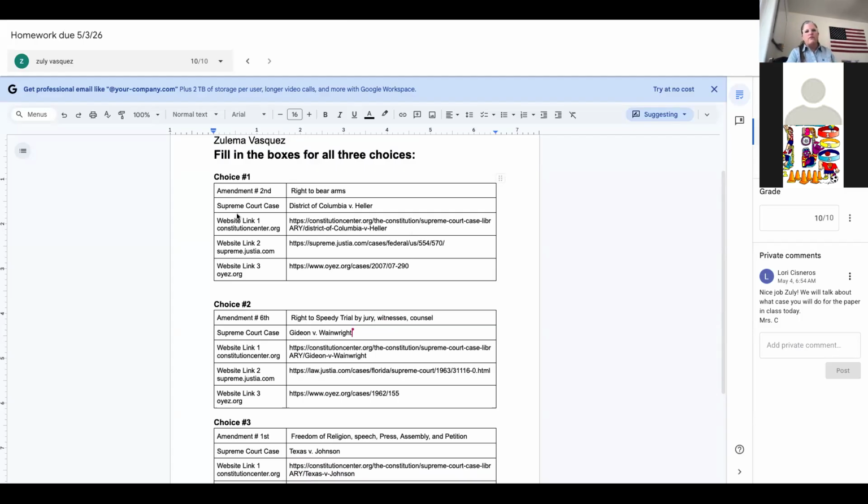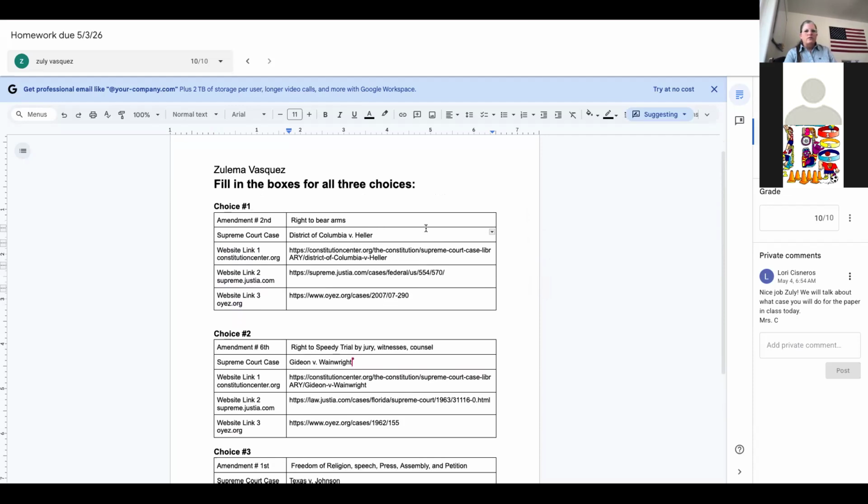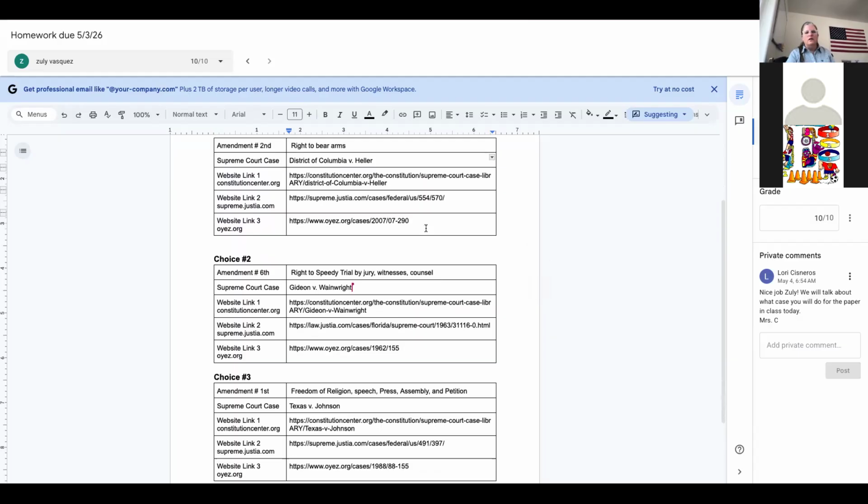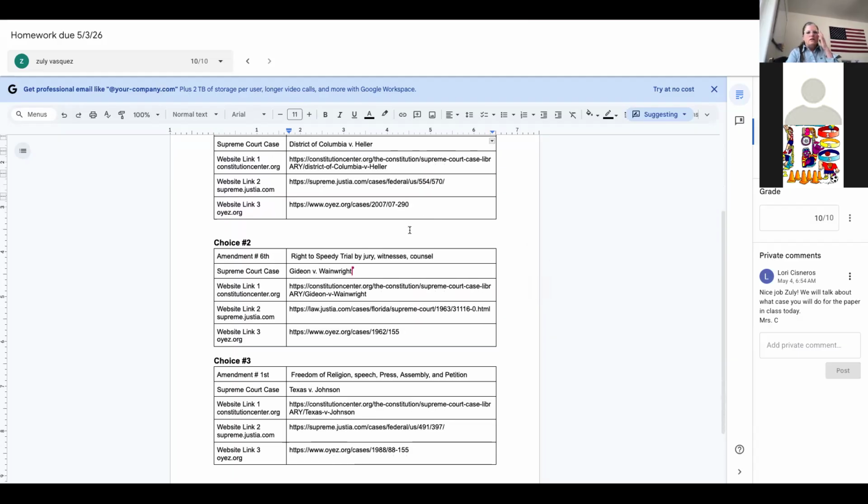You need a link from Constitution Center, a link from justia.com, and a link from oyez.org. All those links should be about that case, whatever case you chose here. So Zuli, did you pick one? Yes. The Sixth Amendment, right to speedy trial by jury, witness, and counsel. And it's Gideon v. Wainwright. Yes. Okay.